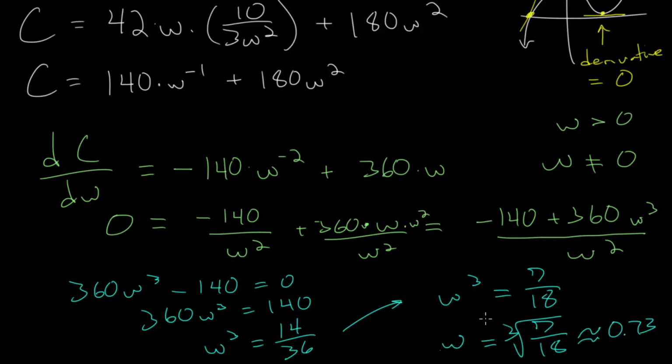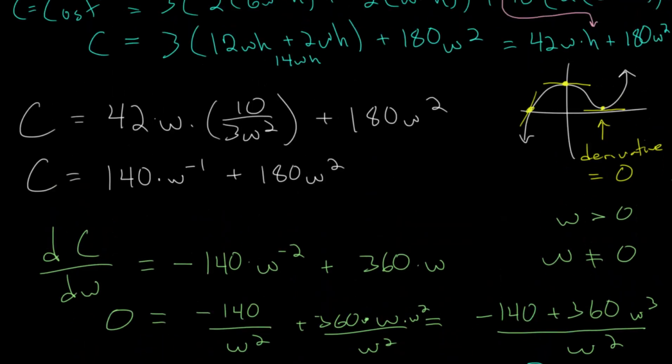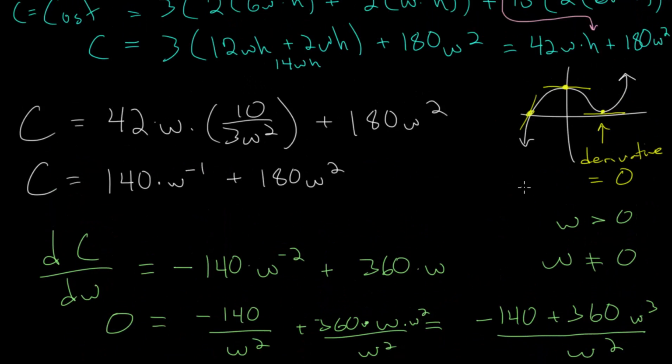Now, this is the only critical point here, and we think it's probably the minimum, but to be sure, we need to consider the second derivative, or the second derivative test. So going back to this general function, remember for the second derivative that is looking at the rate of change of the derivative. And the derivative tells us the slope of the tangent line at a given point. So we're looking at how that slope is changing as the function changes.